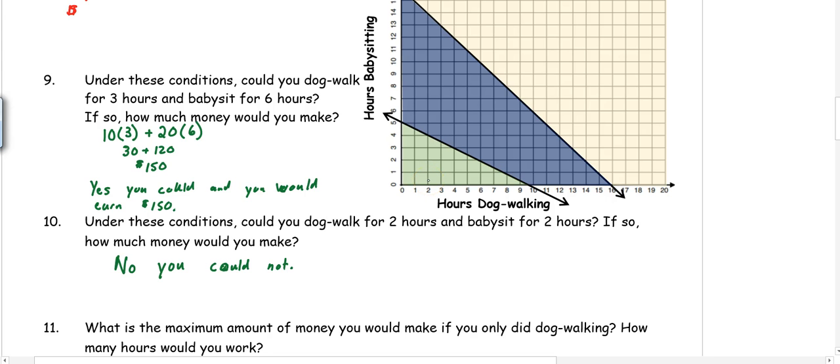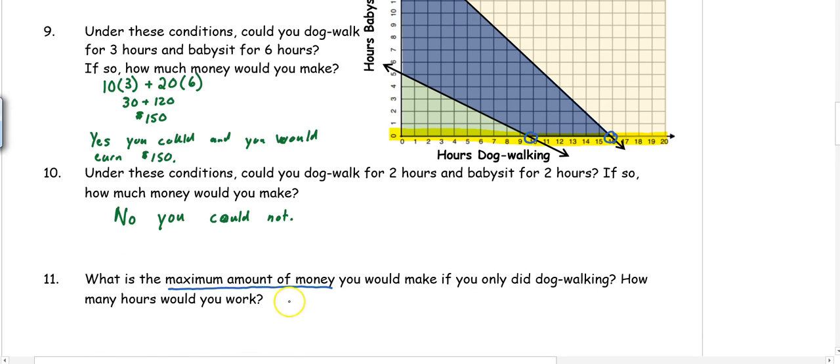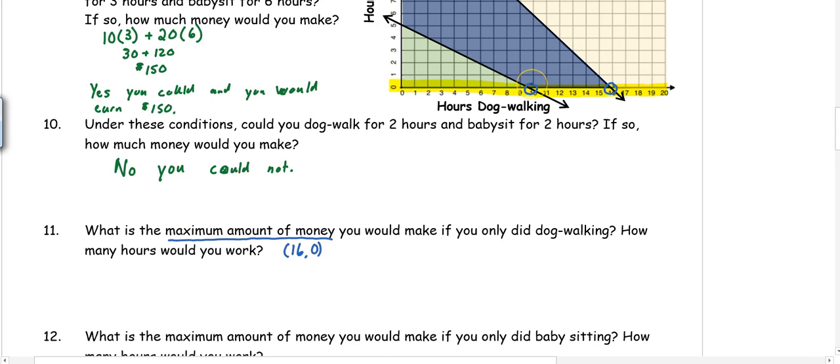Number 11, what is the maximum money you could make if you only dog walked? So when I look at dog walking only, I am looking along my x-axis. There are 2 points that would allow me to only dog walk. If I did it for 10 hours or if I did it for 16 hours. I want to know the maximum amount of money I could make. So I need to think logically about this. When I make maximum amount of money, that means I'm working more hours to get more money made. So I want to look at the point for 16 hours. So I want to look at 16, 0 into my money equation. I don't care about the point 10, 0 because that would not give me the maximum amount of money.